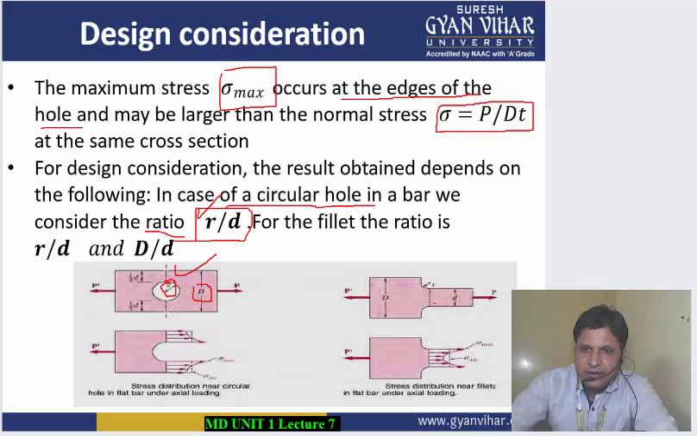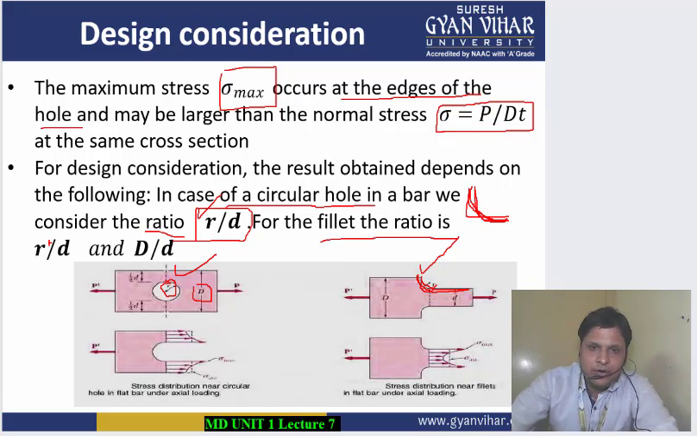Now coming to the second case, for fillet, the ratio which is important, like see here there is some fillet which has been made. Fillet, this is fillet. So in this fillet, if you round off any corner portion this way, we say that we have made a fillet. In case of this fillet, the ratio that is important is R by D, where R is the radius of this fillet, and small d is what?